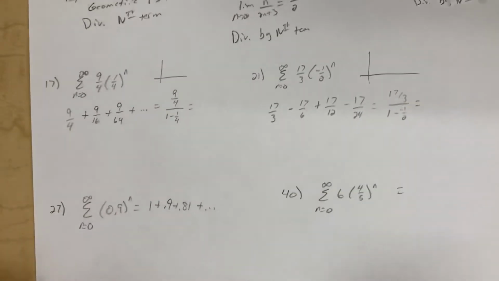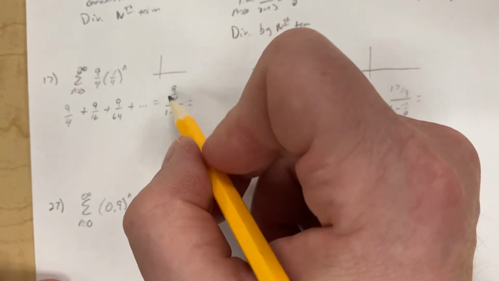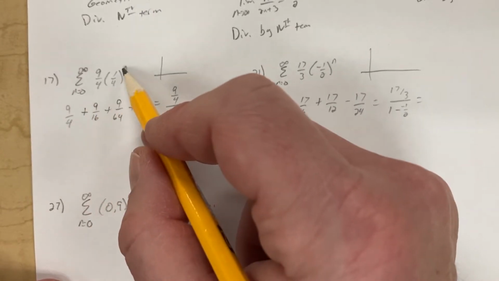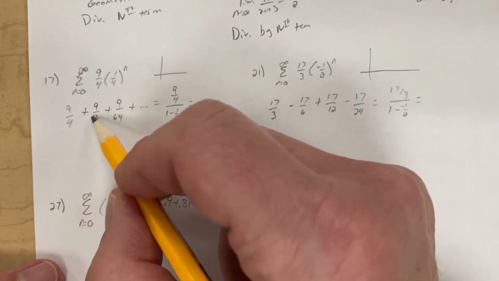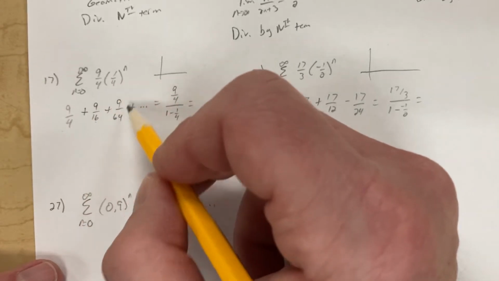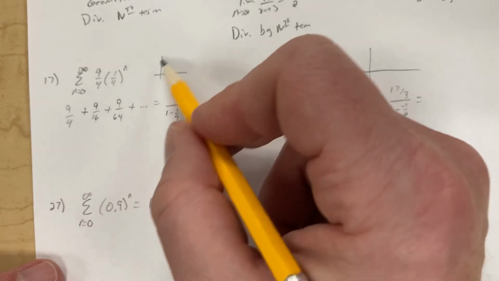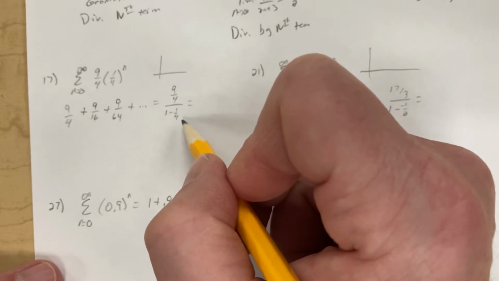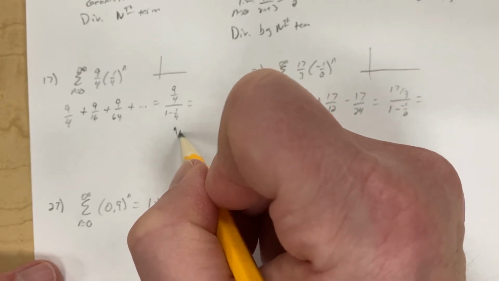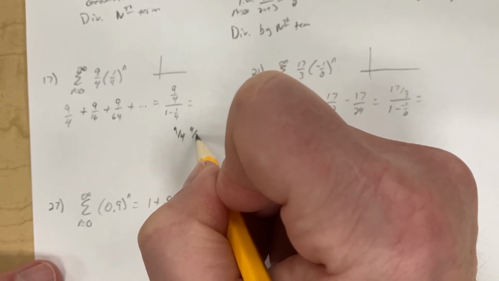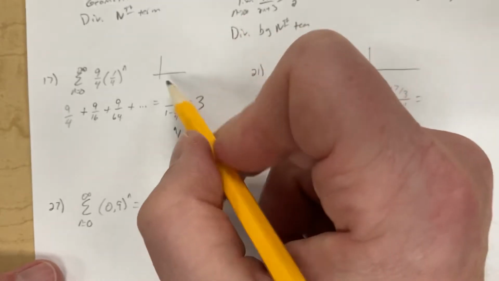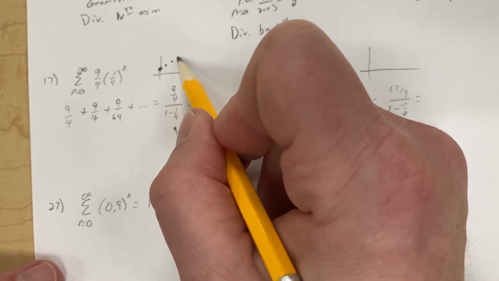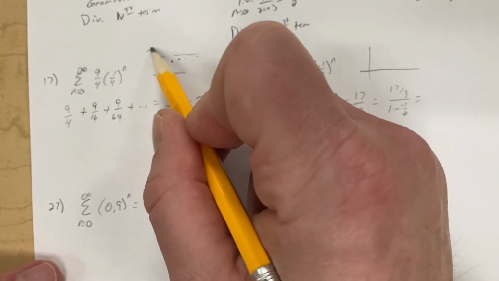Okay. 17 and 21 want you to see which partial sum you get. So I went ahead and put 0 in, I got 9/4. Then when I put 1 in, I got 9/16. So that would be 9/4 plus 9/16. Then I put another one and got 9/4. And so this is getting closer and closer to 9/4 over 1 minus 1/4, which is 9/4 over 3/4, or times 4/3, which should give us closer and closer to 3. So it should be something between 2 and 3 to start with, and then getting closer and closer and eventually equaling that 3 there.